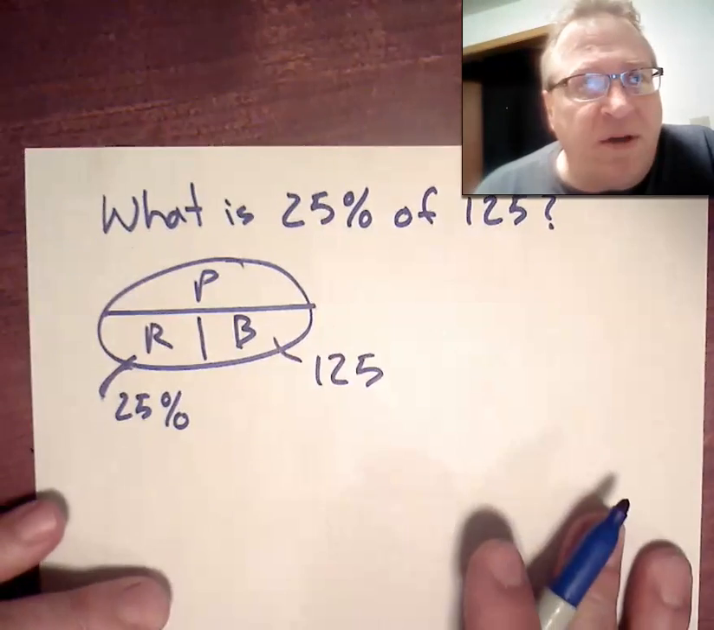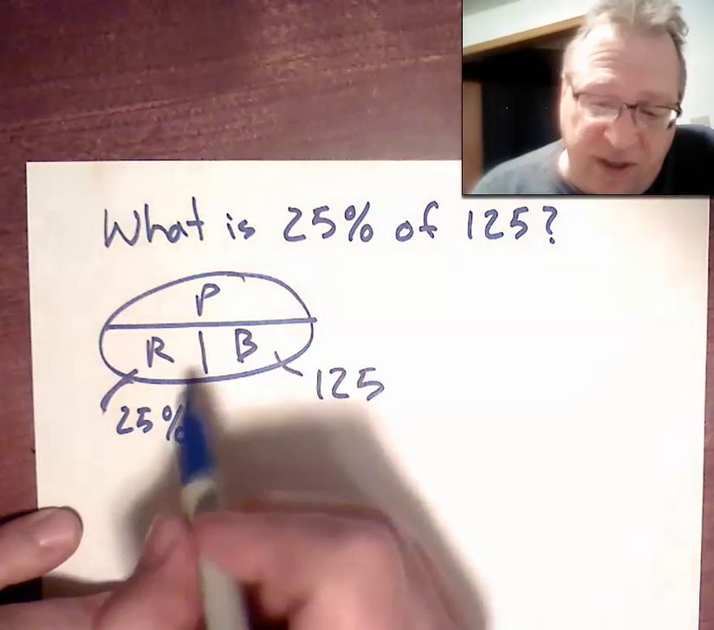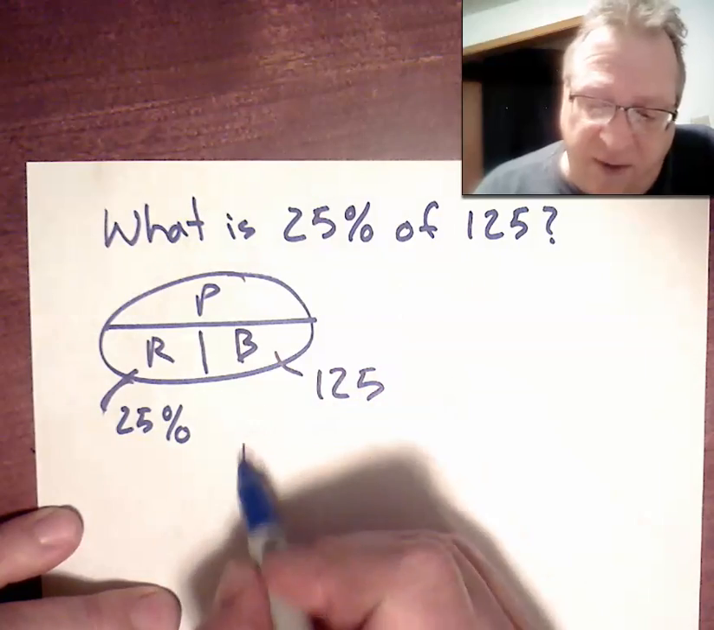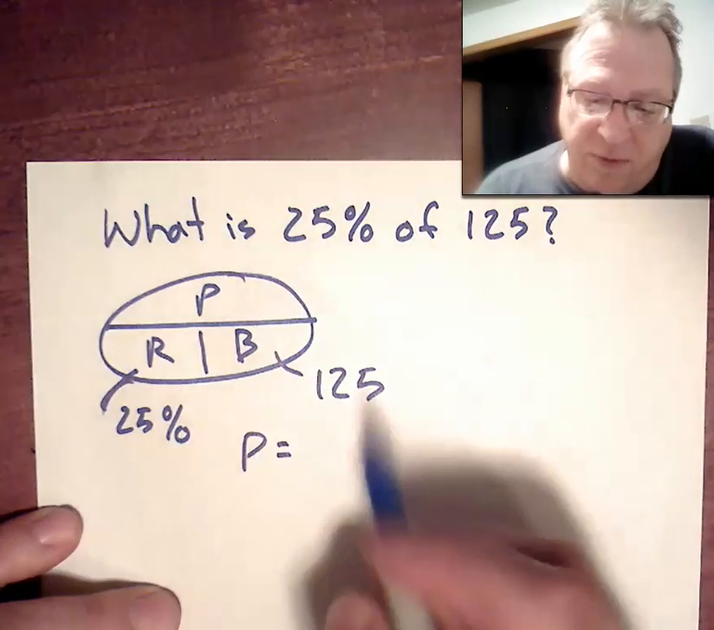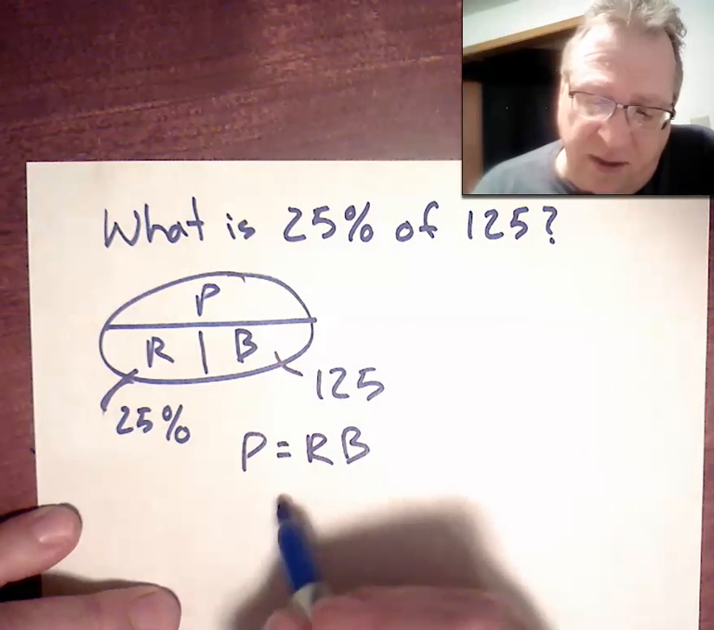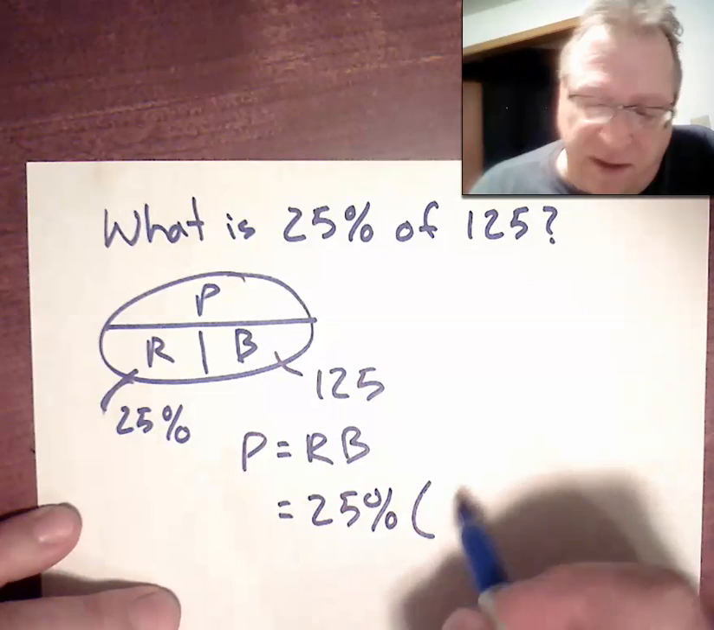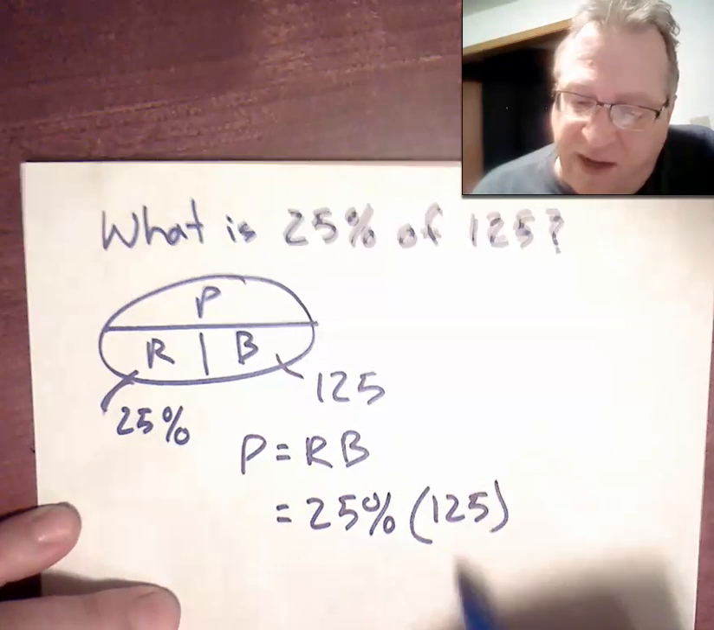So what's our equation? Let's see. We're looking for portion, and I can tell from my diagram that portion equals rate times base. And now I can just fill in the quantities. Portion equals rate, 25%, times the base, 125.